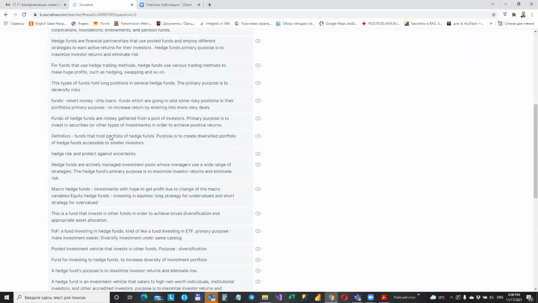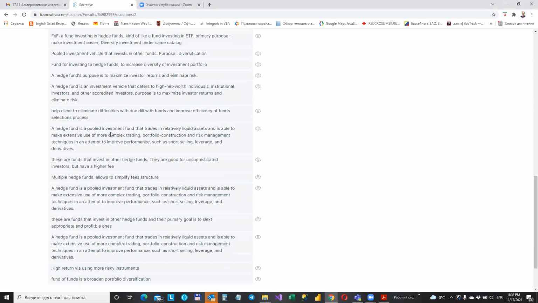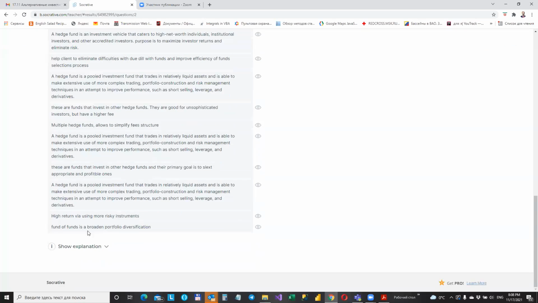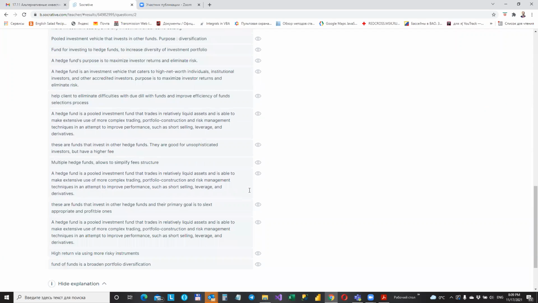So here are your answers. It's okay: fund of funds, investing in hedge funds, diversify, also provide access, pooled investment vehicles. Yeah, you're absolutely correct. That is a fund that holds a portfolio of hedge funds and invests in it. And the primary purpose: due diligence, diversified portfolio, and access for smaller investors.